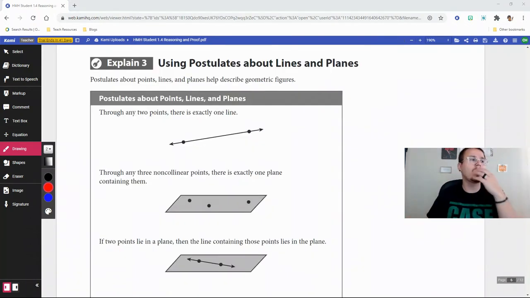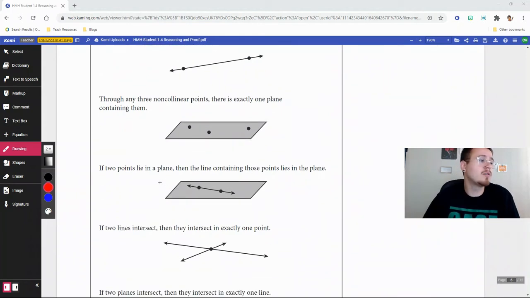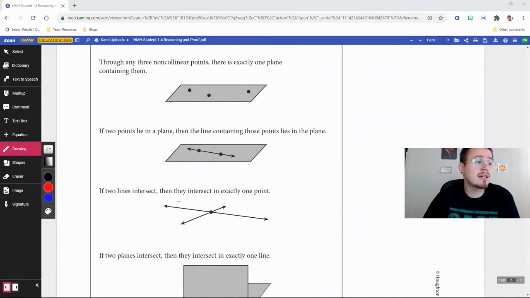All right, so now we're getting into the example 3, explain 3. Postulates about lines and planes, not the planes you fly on. A lot of information for you. There's a lot of diagrams you can put in your notebook. Try to just make your own version. So 2 points, there's always one line. Non-collinear points, there's one plane. If 2 points lie in a plane, then the line containing those points lies in the plane. That makes sense. If 2 lines intersect, then they must intersect in exactly 1 point.